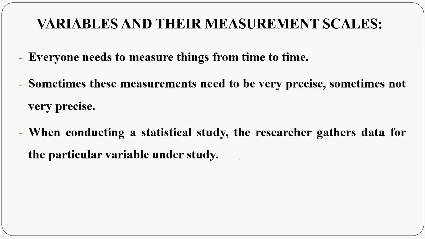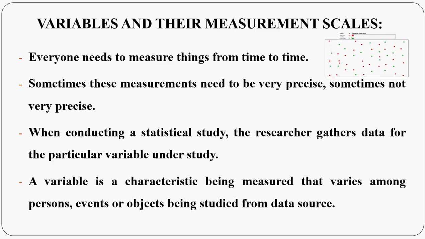When conducting a statistical study, the researcher gathers data for the particular variable under study. A variable is a characteristic being measured that varies among persons, events, or objects being studied from data source. So what we can understand is a variable is any characteristics, numbers, or quantity that can be measured or counted, and it is also called a data item because the value may vary between data units in population and may change in value over time. So that is what we can understand with regards to meaning of variable.